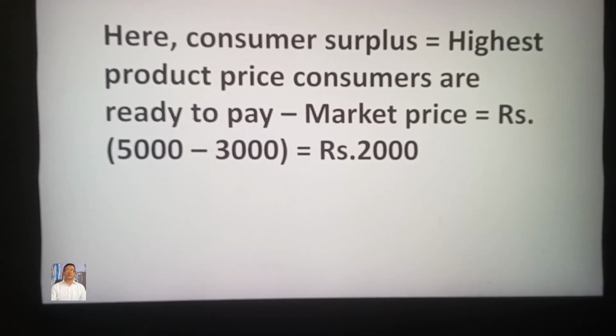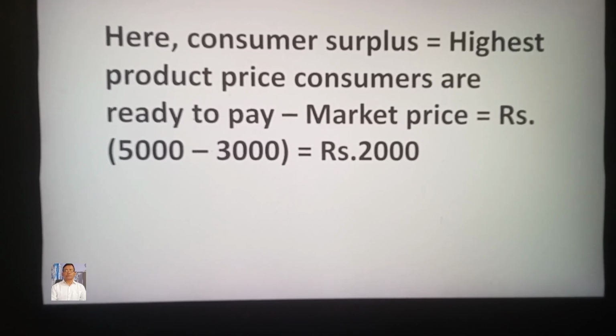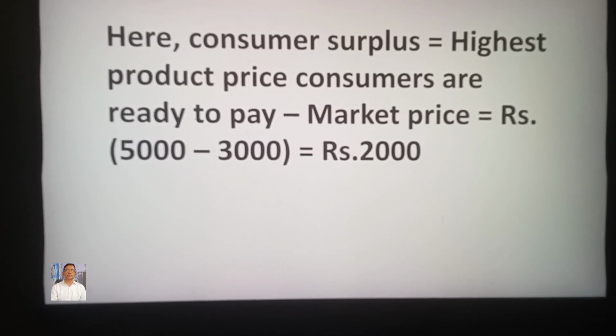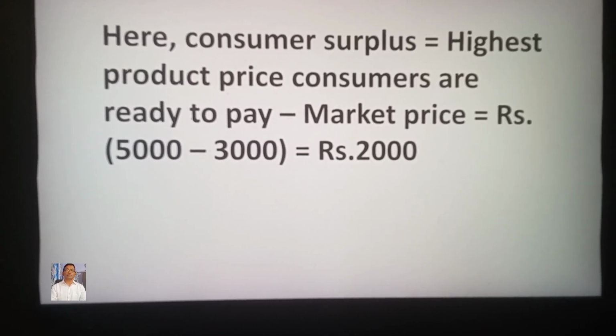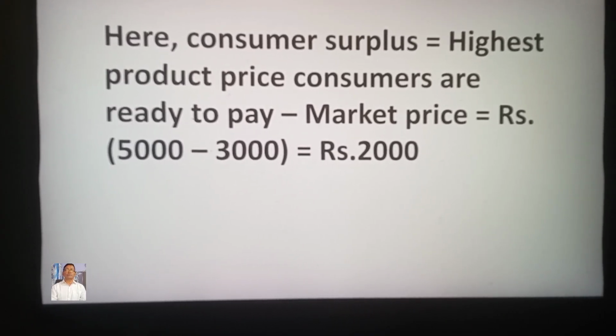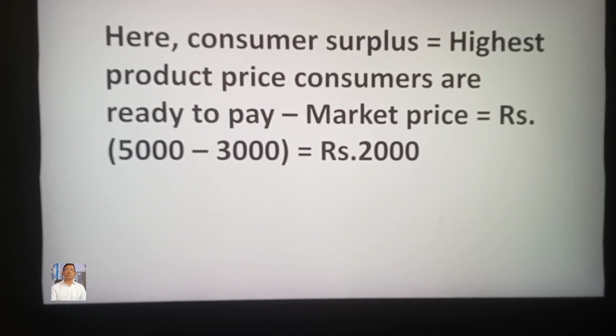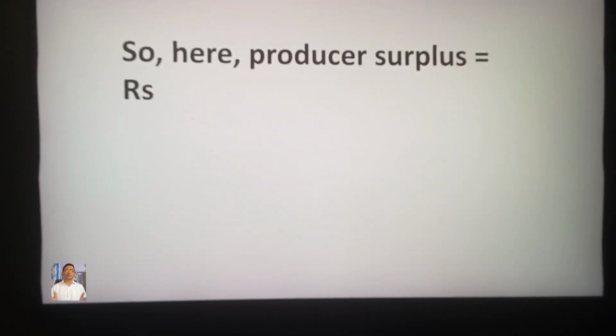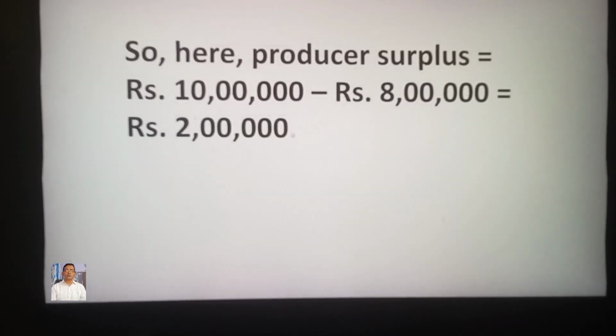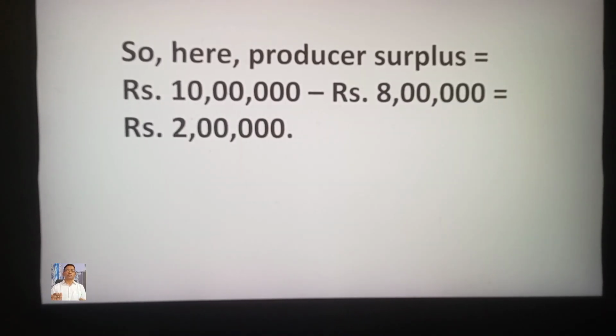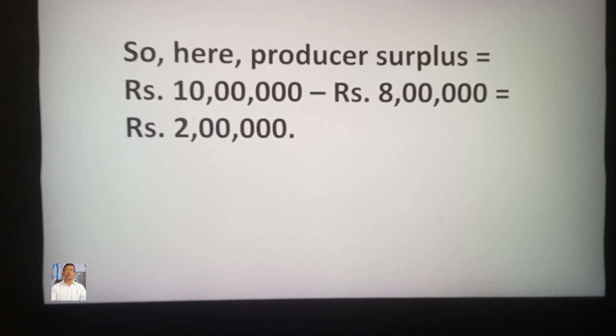B. Suppose we are going to purchase a house for rupees 10 lakh, where our expected price for the house was rupees 8 lakh. So here producer surplus is equal to rupees 10 lakh minus rupees 8 lakh, equal to rupees 2 lakh.